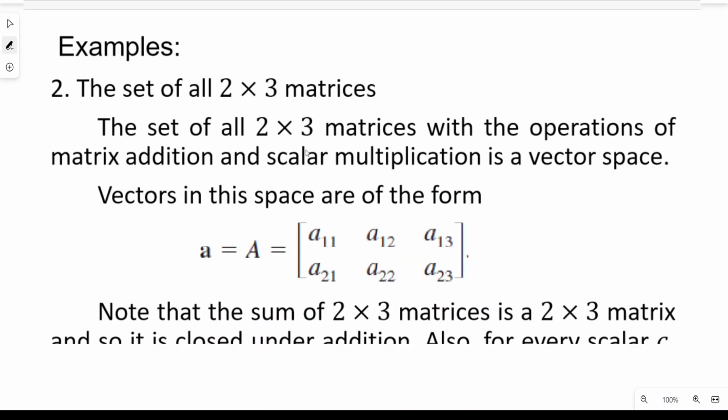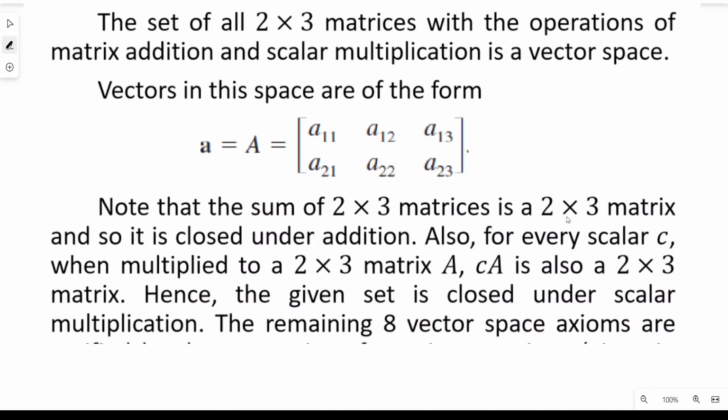Another example of a vector space is the set of all 2 by 3 matrices. Under matrix addition and scalar multiplication, this set is a vector space. Now, the elements of this space are vectors in this form A, which is a 2 by 3, 2 rows and 3 column matrix. Note that the sum of any two 2 by 3 matrices is just another 2 by 3 matrix, so that the set is closed under addition. And when you multiply a 2 by 3 matrix by a scalar, it would still be a 2 by 3 matrix, because we are just multiplying each entry of A by the scalar c, so that the set is also closed under scalar multiplication.